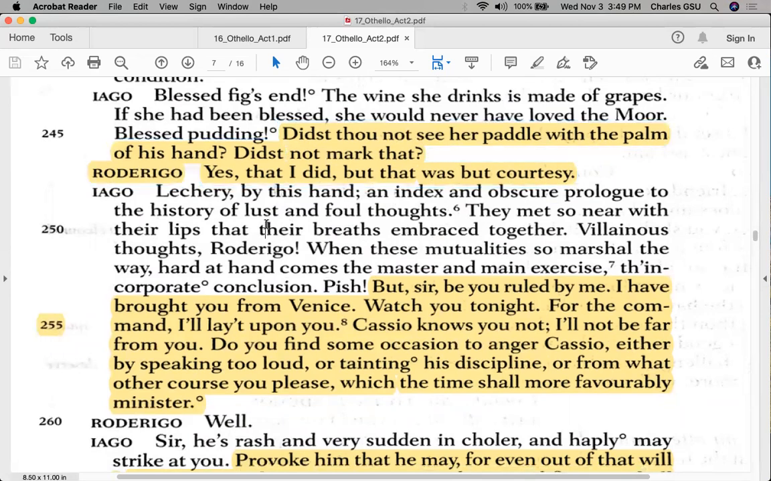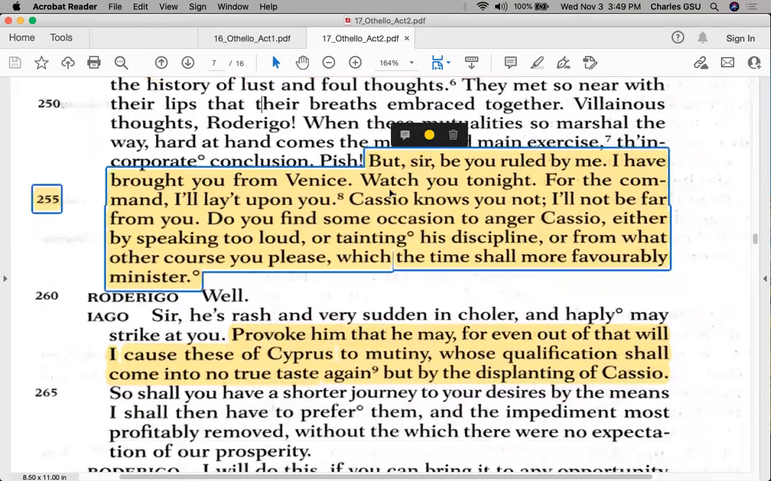And Roderigo's not immediately buying it, but then Iago says quite clearly, "But sir, be you ruled by me." That is, like, you will listen to me. "I have brought you from Venice. Watch you tonight," meaning to keep a watch, "for the command, I'll lay it upon you. Cassio knows you not," which is true. He doesn't know Roderigo. "I'll be not far from you. Do you find some occasion to anger Cassio, either by speaking too loud or tainting his discipline, or from what other course you please, which the time shall more favorably minister." We shall find out later.